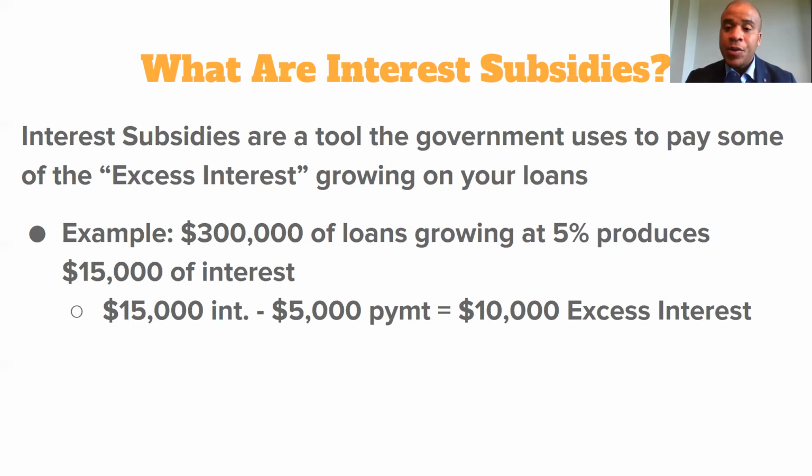Well, let's say that under an income-driven plan, $15,000 of interest is accruing, but you're only, under the calculations of that program, required to pay $5,000 in annual payments. Well, $15,000 in interest minus $5,000 in payments equals $10,000 of excess interest, just interest that your loan payment didn't cover. This is where the subsidy steps in.